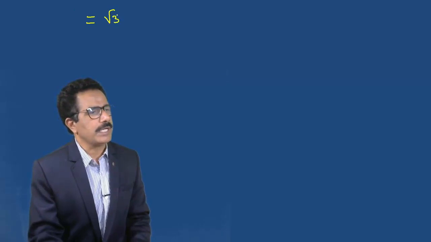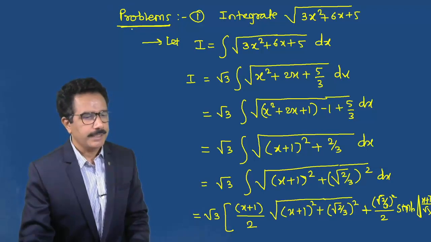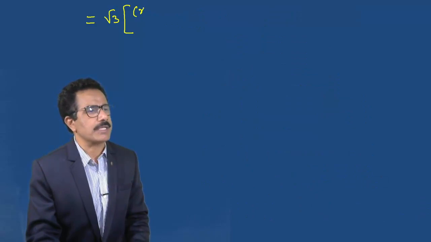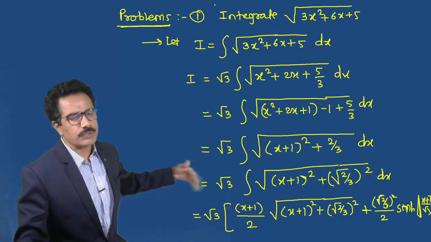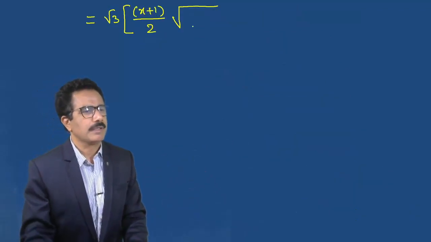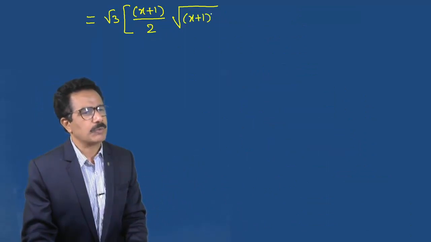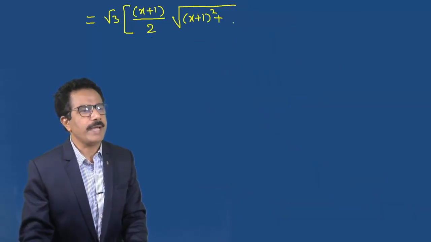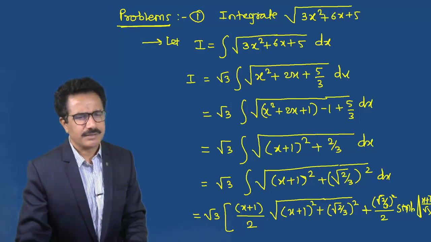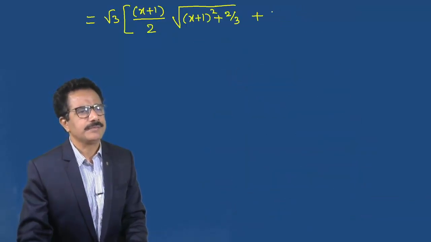So we can write this as root 3 into x by a means as it is x plus 1 divided by 2 into root x square plus a square means (x plus 1) bracket square plus 2 by 3, plus 2 by 3 means 2 by 6 means 1 by 3.